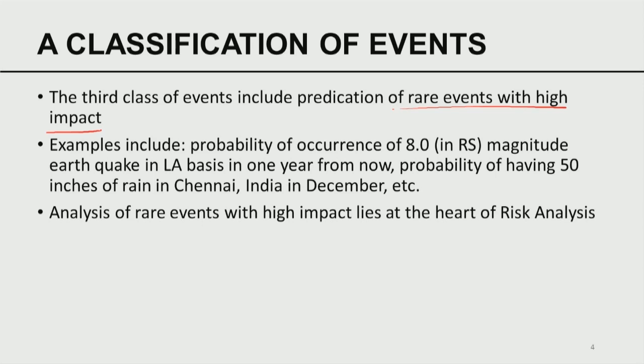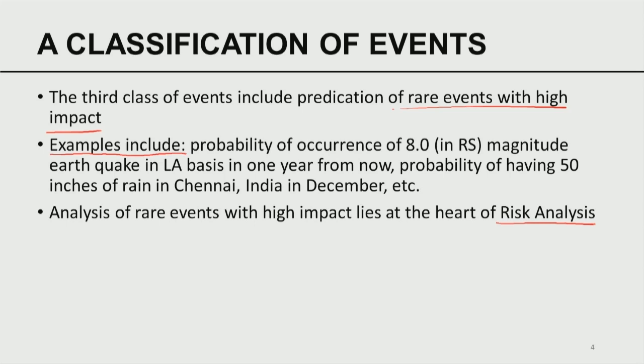So what are the examples of prediction of rare events? What is the probability that an 8.0 Richter scale magnitude earthquake will occur in the Los Angeles basin one year from now? What is the probability of having 50 inches of rain in Chennai in the month of December? That's a rare event. Analysis of rare events with high impact lies at the heart of what's called risk analysis.